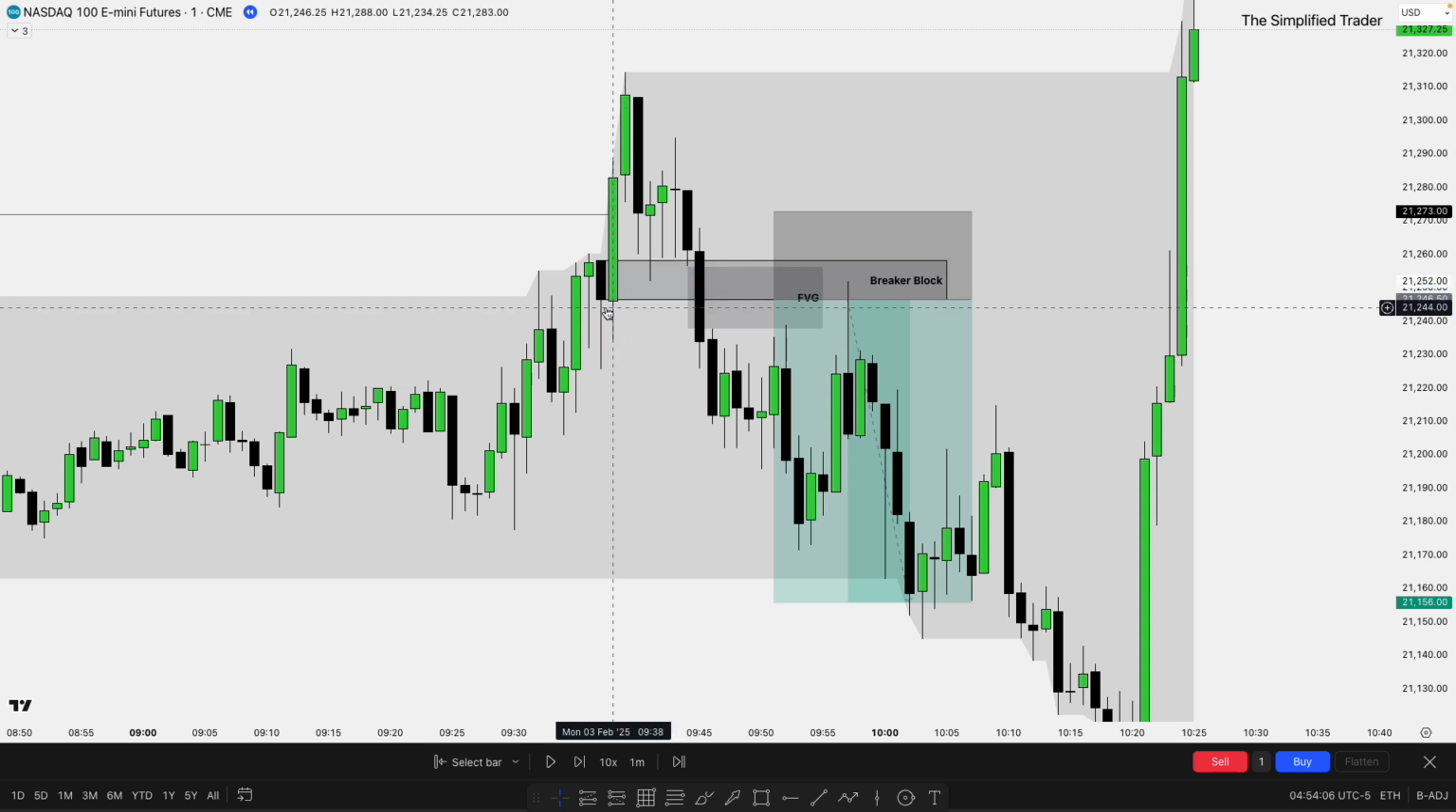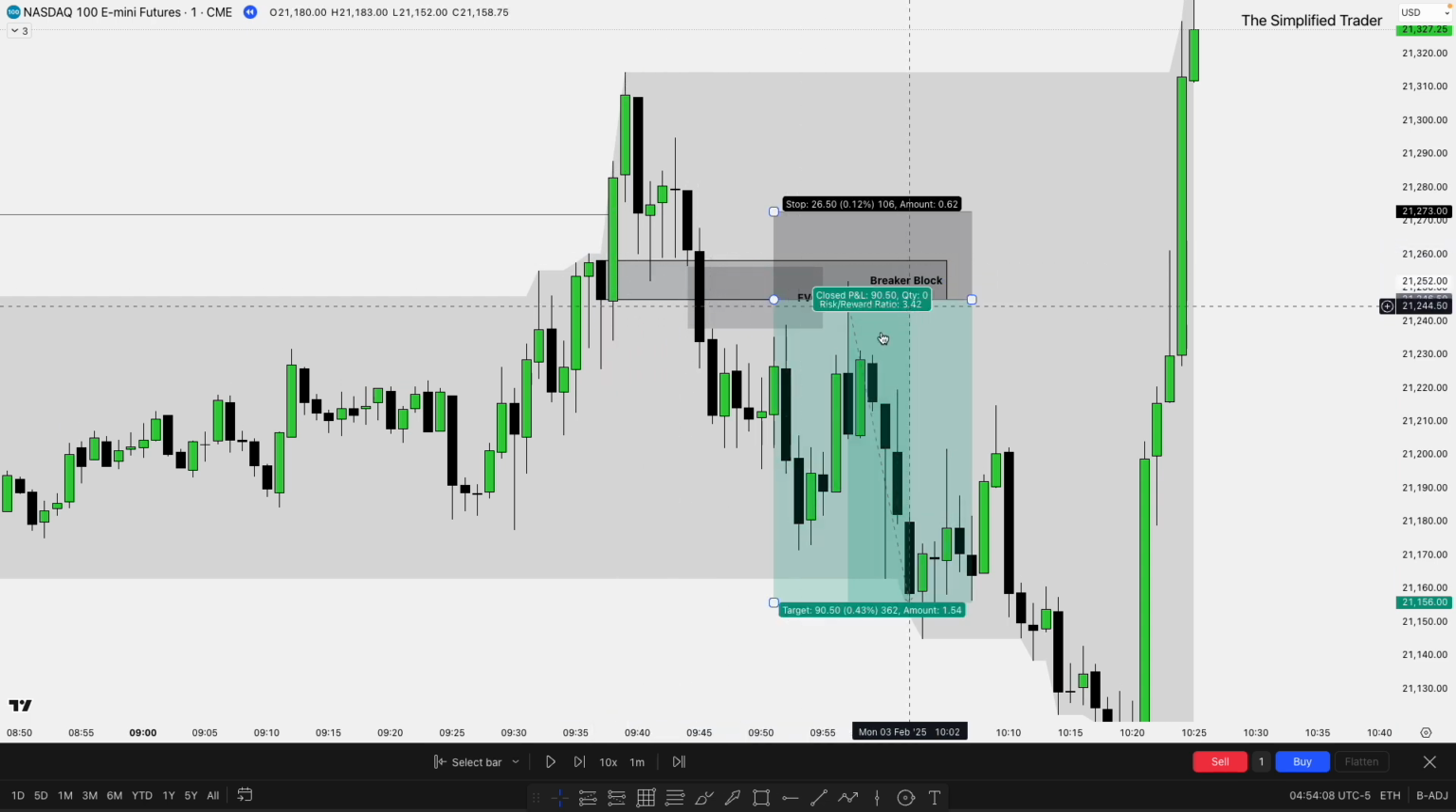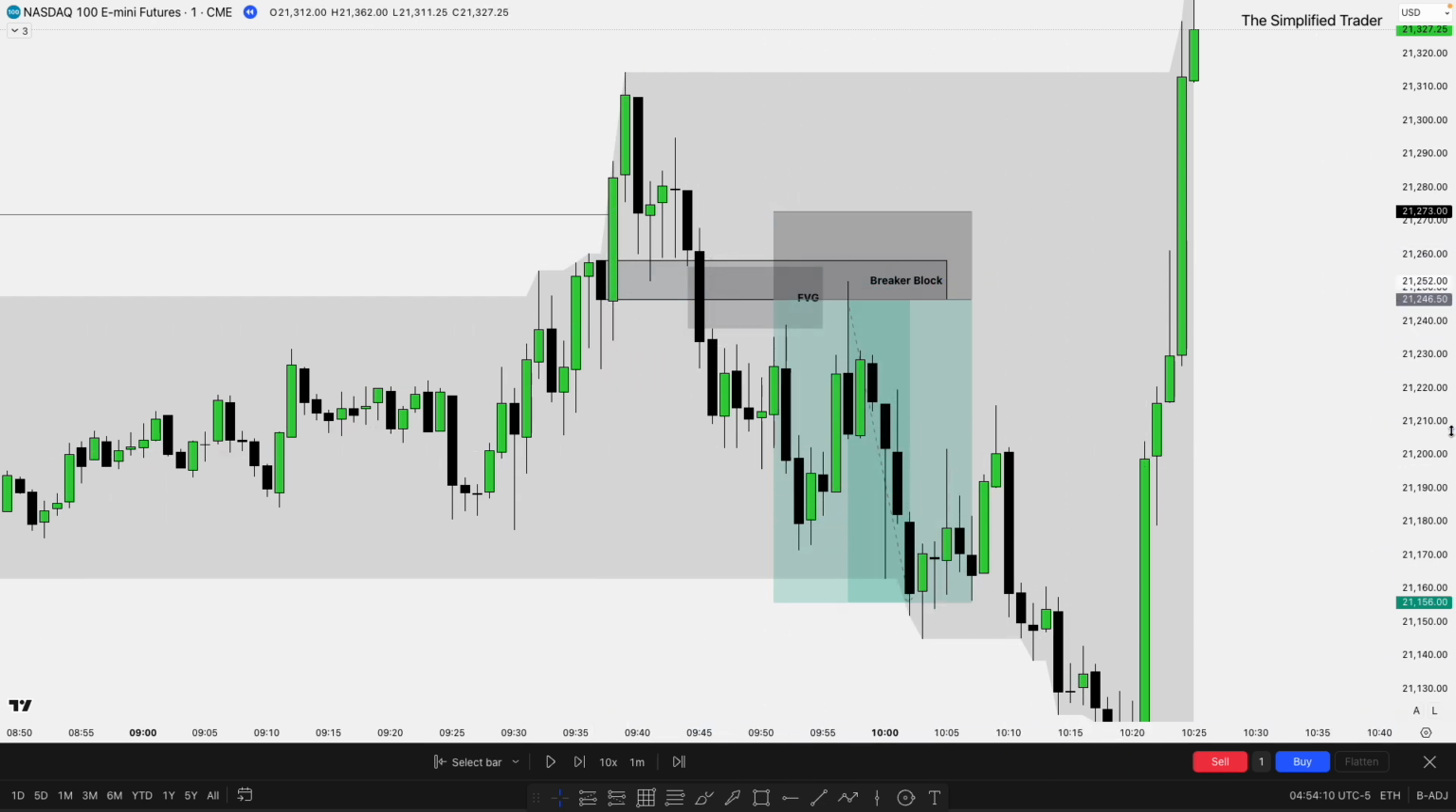So we can see how a breaker and a fair value gap align, and that supports lower prices. That is why this is such a powerful entry sequence in price action that it's not worth it to overlook this.